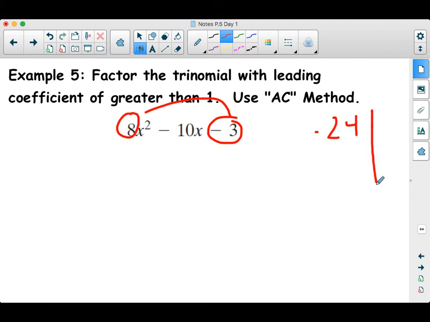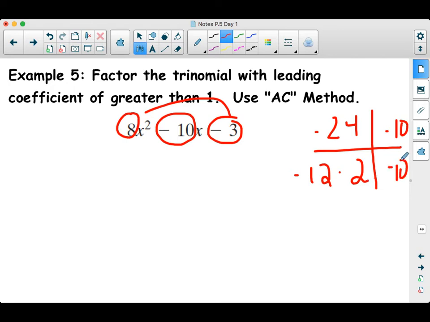And then I'm going to create a chart. And then I'm going to work with the middle term, B, negative 10, and write that on the right side of the chart. And I'm looking for factors of negative 24 that add to negative 10. So negative 12 times 2 is negative 24. When I add them together, I get negative 10.